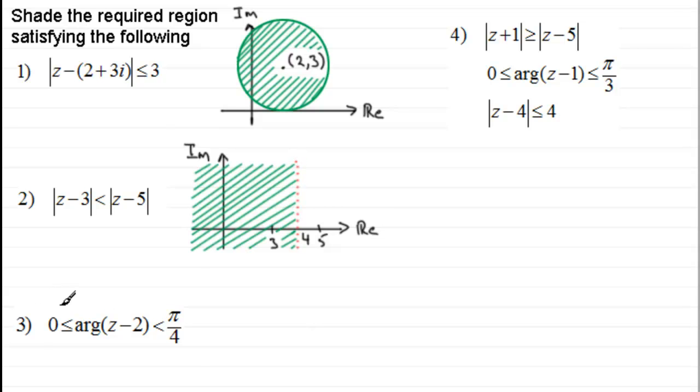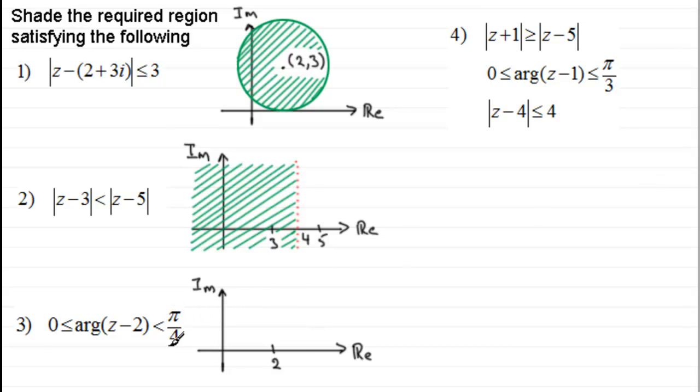Now for question 3, we've got the arg of z minus 2 being between 0 and pi upon 4. In fact, it can actually equal 0 radians. So if this was an equal sign here, the arg of z minus 2 equals pi upon 4 radians, then that would be a half line. A half line starting on the real axis at the point (2, 0), say somewhere here. We'll just mark that in as 2. And this half line would go up at an angle of pi upon 4 radians.